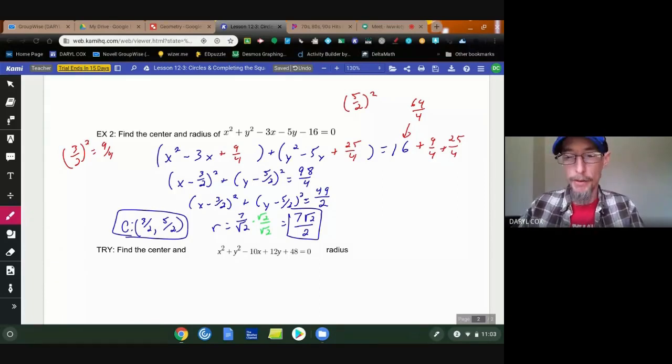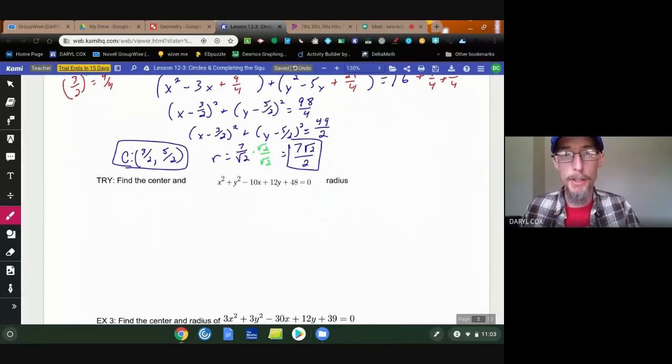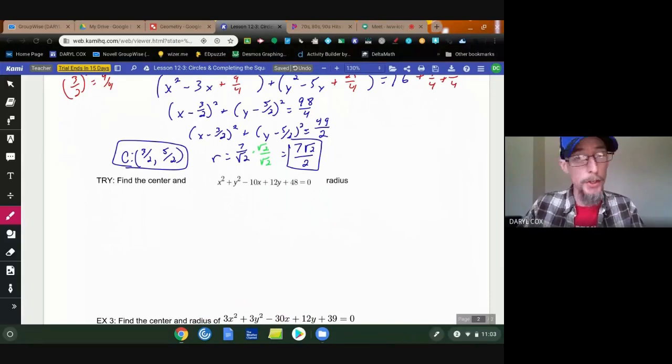Try one on your own now, okay? So you're going to try to find the center and radius of this equation. Go. So let's run through the steps. Very simple here. Put my x's together. I'll leave some space. Put my y's together.